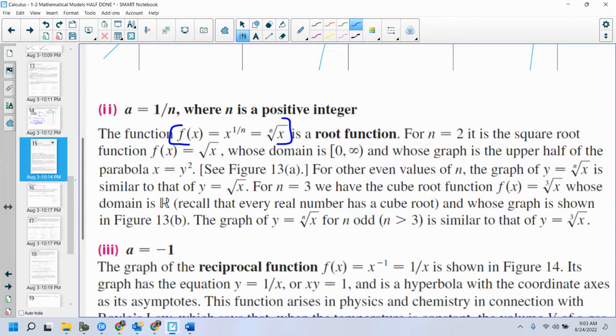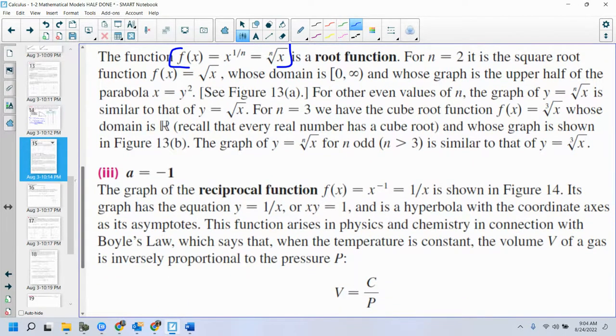For any even denominator things, right? Just like if we have a square root function or a 4th root or a 6th root, if it's even, you can't have any negatives underneath that radical. If it was odd, if the denominator was odd, then the domain is all real numbers. Okay.